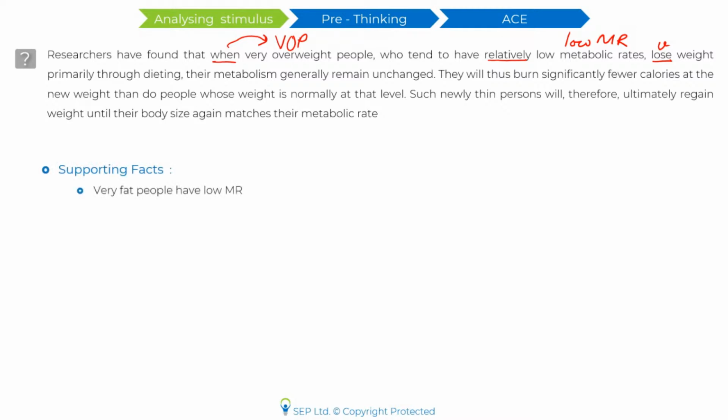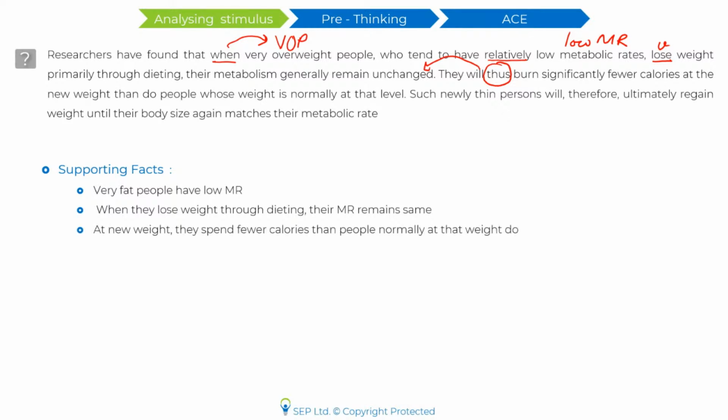So the fact that is given to us is very fat people have low MR, and when they lose weight through dieting, their MR remains the same. That means remains low. They will thus burn. This "thus" is significant. It's relating the previous sentence information as the cause. So because their metabolism remains unchanged, they will burn fewer calories at the new weight than do people whose weight is normally at that level. From this sentence we can infer that the metabolism is responsible for how many calories you can burn. And the weight is also important in how many calories you burn, because they are burning fewer calories at the new weight than people who are normally at that level.